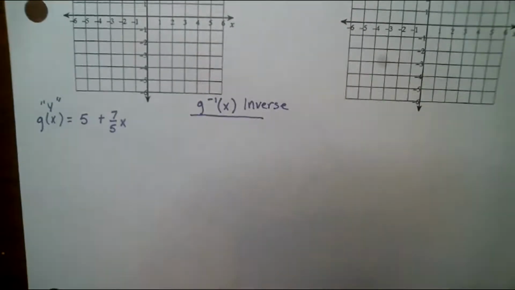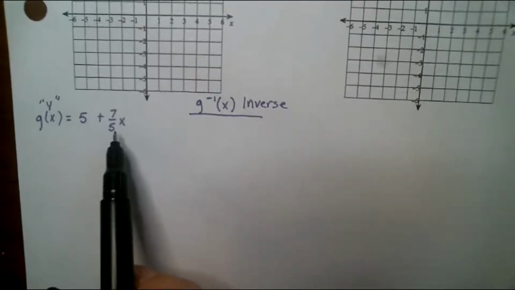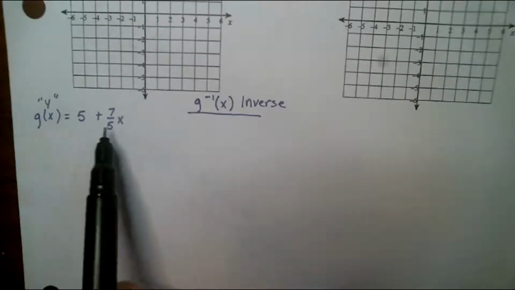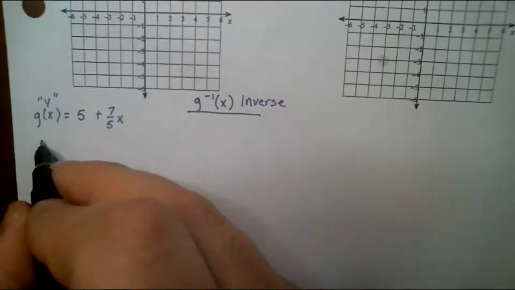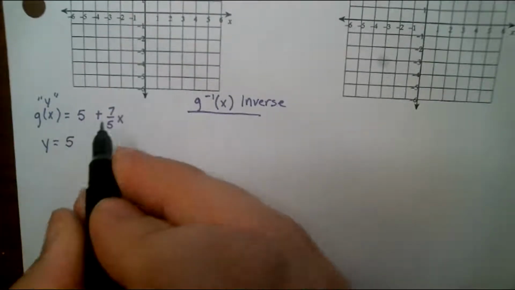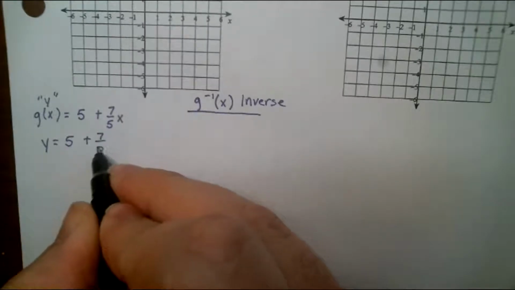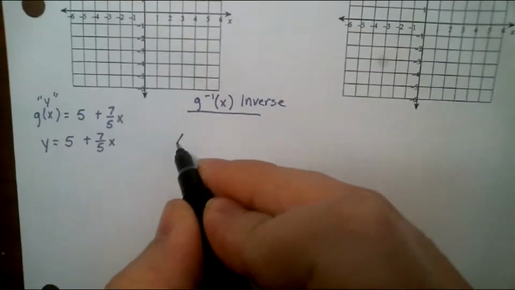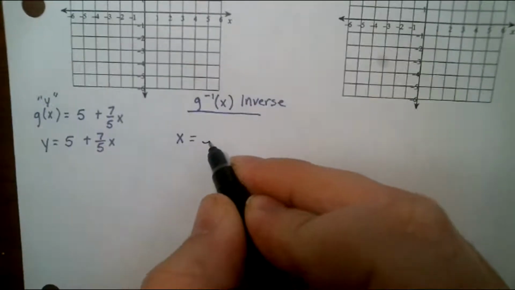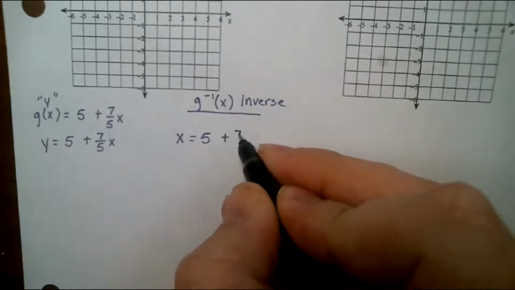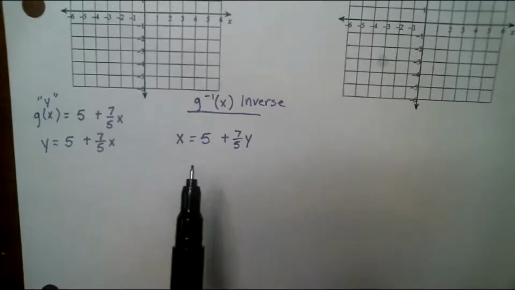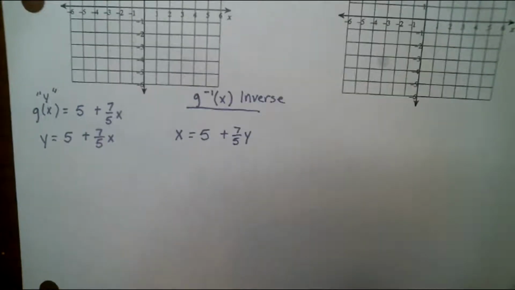My inverse function would look like this. I am literally going to switch the x and the y. I'm changing them out. So now it looks like this. And actually, let me write that out like this so you see it. y equals 5 plus 7/5 x. That's what we're looking at right now. So then my inverse would look like this: x equals 5 plus 7/5 y. I am literally switching the x and the y.